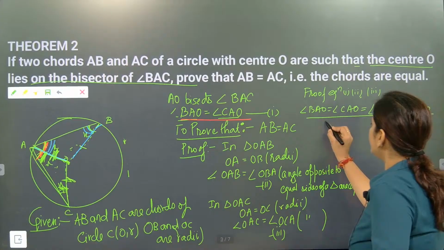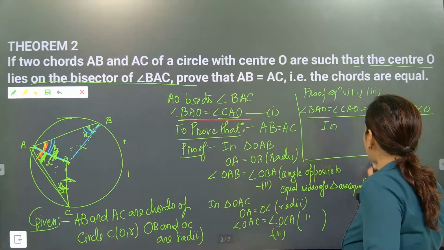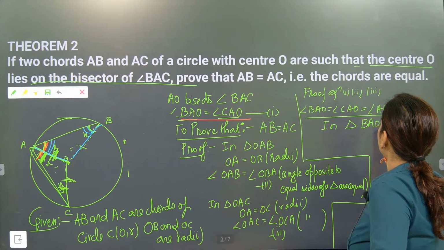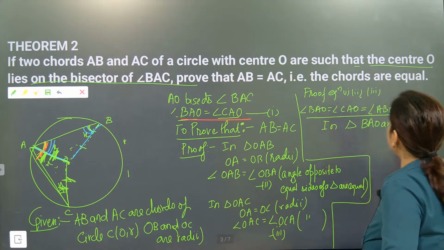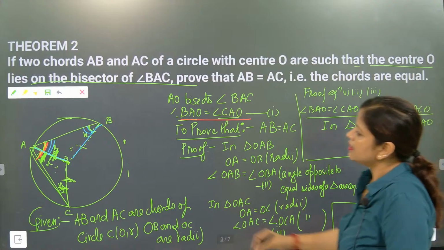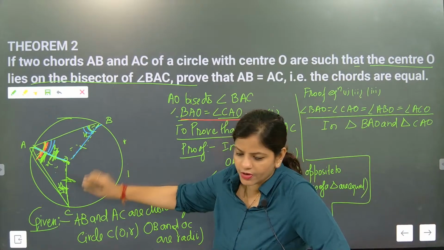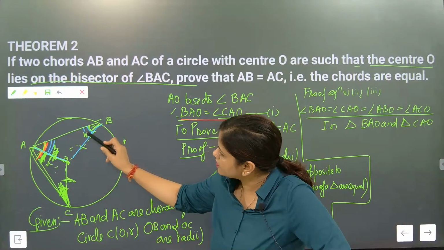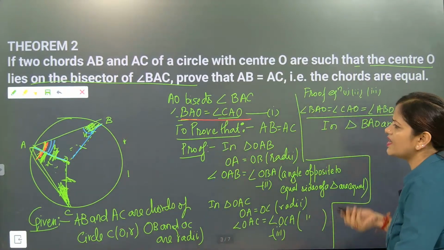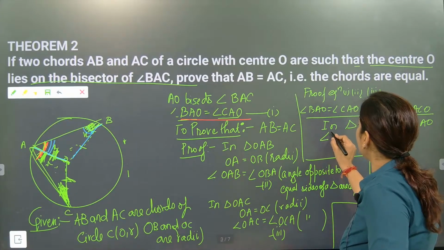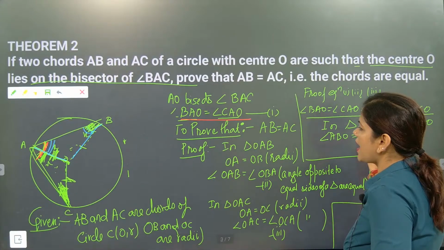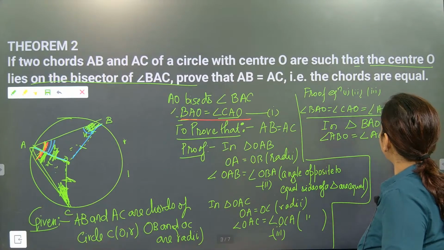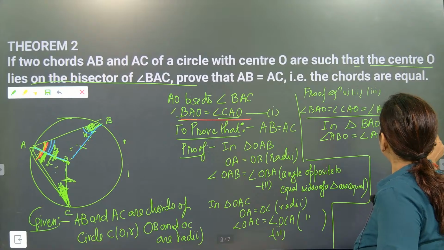Now we will write in triangle BAO and triangle CAO. First part, this angle is equal to this angle because all angles are equal now. So specifically we can take this angle equal to this angle. All are equal, so we can write it like that. So angle ABO is equal to angle ACO. Proof earlier.